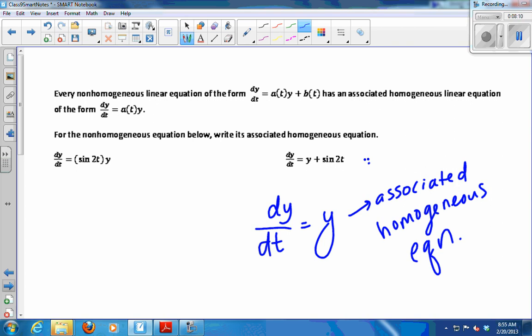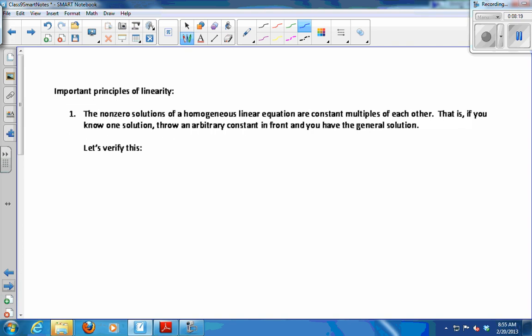Okay, so now we have all of our definitions under our belt. We can dive into how to solve these things. There are a couple of important principles of linearity. They're going to seem like I pulled them out of nowhere. I will prove that they're true, but we're going to prove it by going backwards, which makes it seem like, how did anybody ever figure this out? But they've been looking at it for 300 years. Of course, someone would figure it out, right?